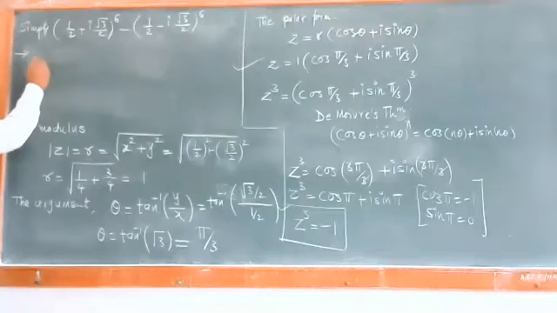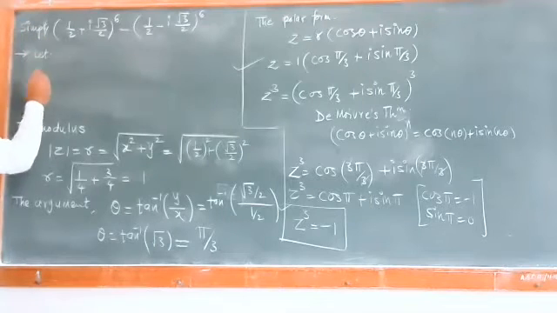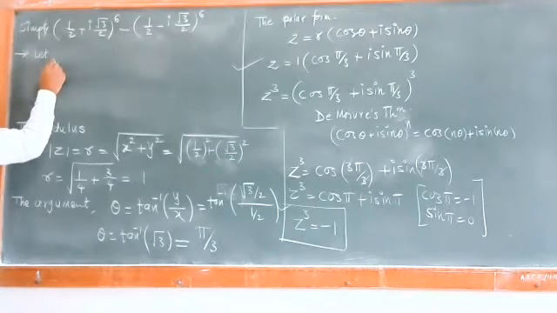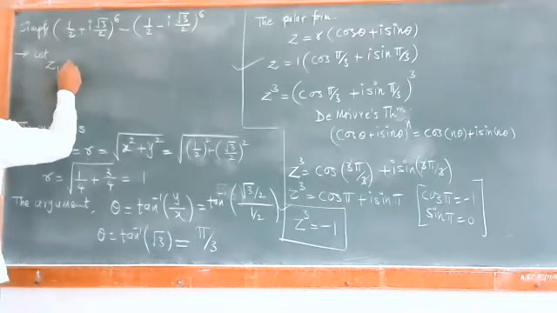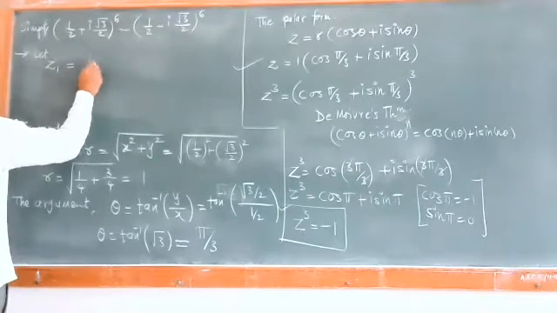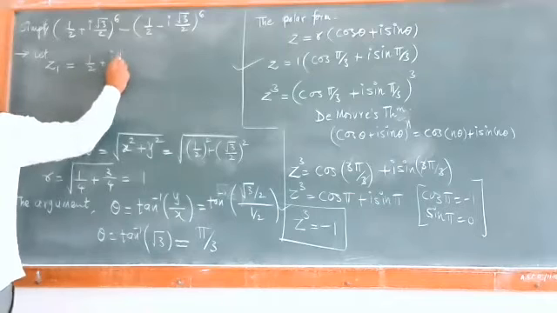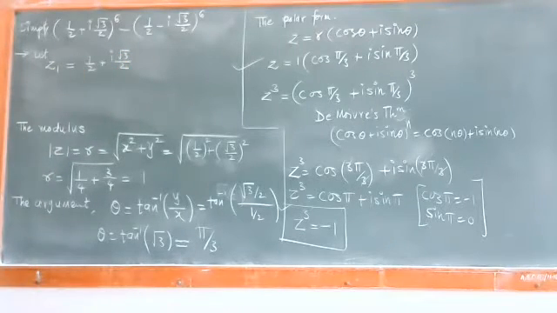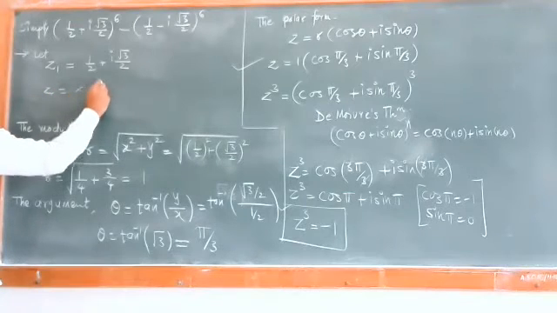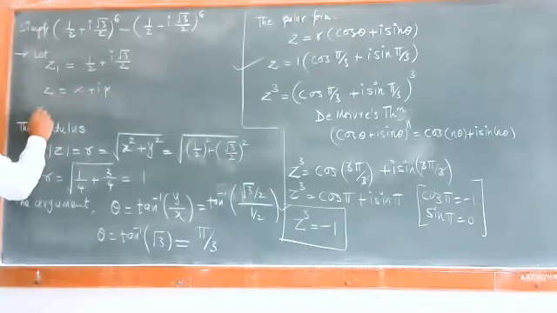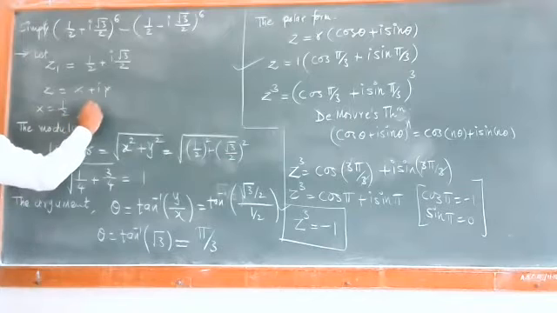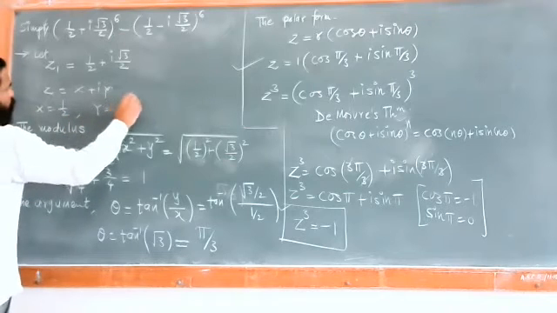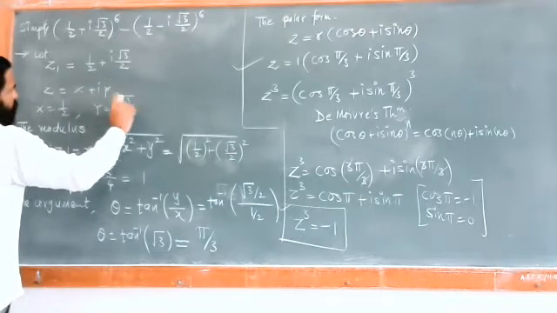Okay, so let us say we can have this z is equal to, or you can say z1 is equal to 1/2 plus i root 3 by 2. ठीक है, त्याला पावर आपण नंतर घेऊया. So by comparing it with z is equal to x plus iy, what we'll get? We'll get the value of x is equal to 1/2 and y is equal to root 3 by 2.